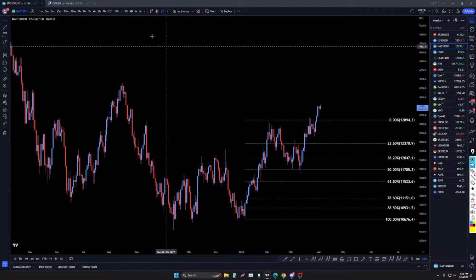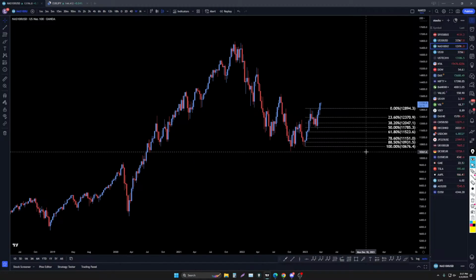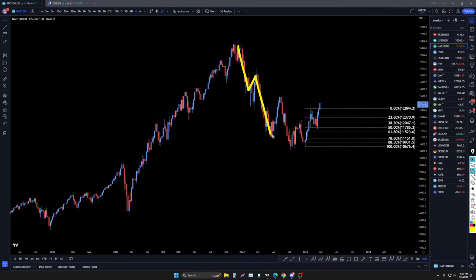Nasdaq has been strong, but I still think it. Yeah, we'll see. I don't know. I guess we'll see, but it still looks to me like this is probably a wave A. I still think this is going to be a crescent, and I still think it's going to go down again.